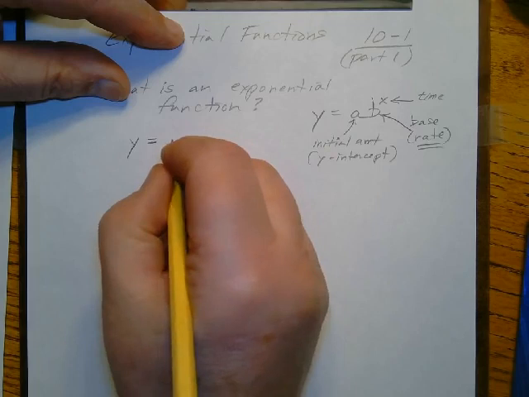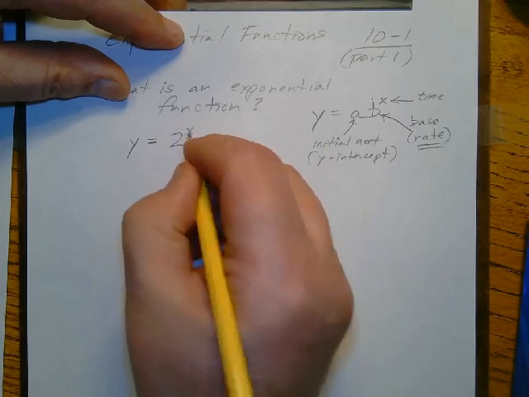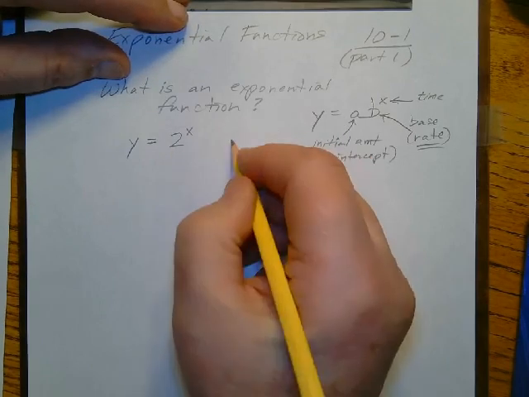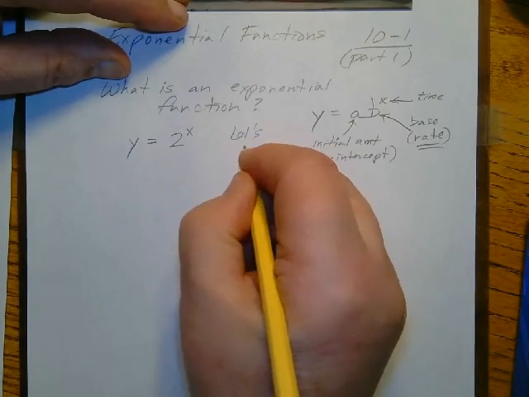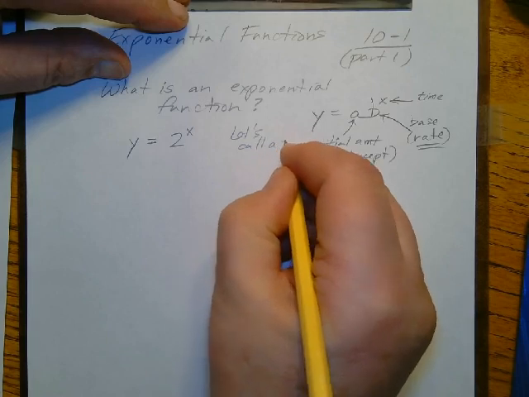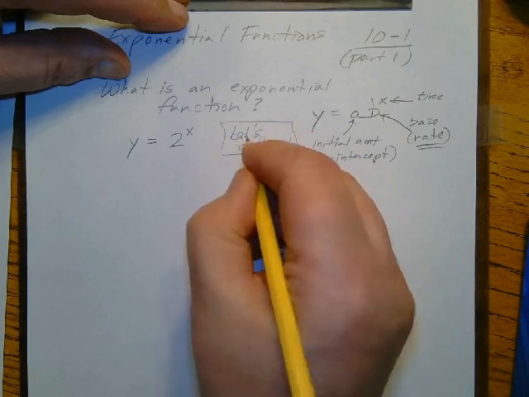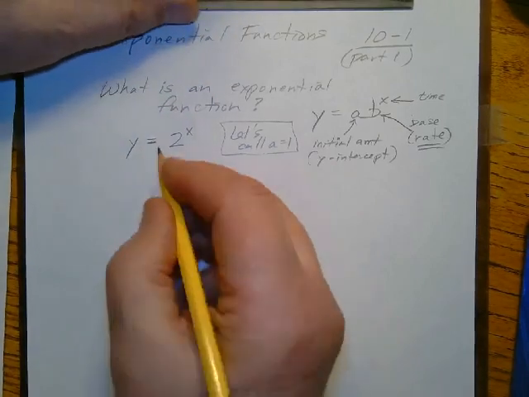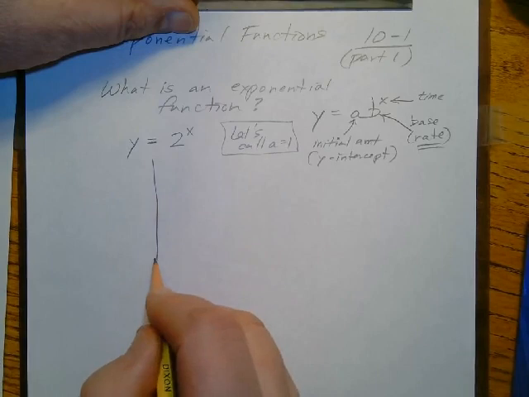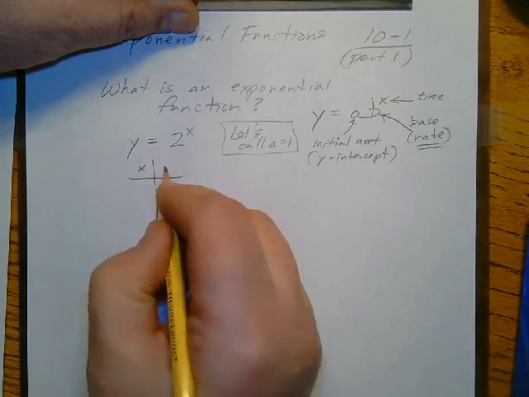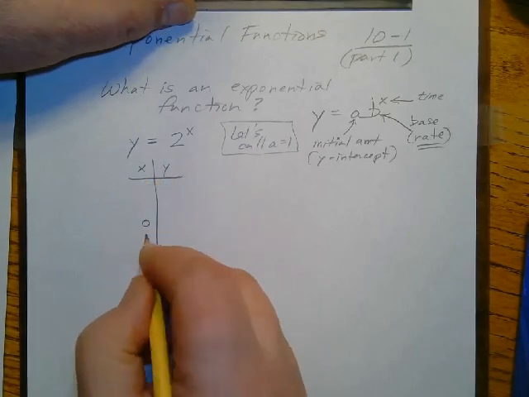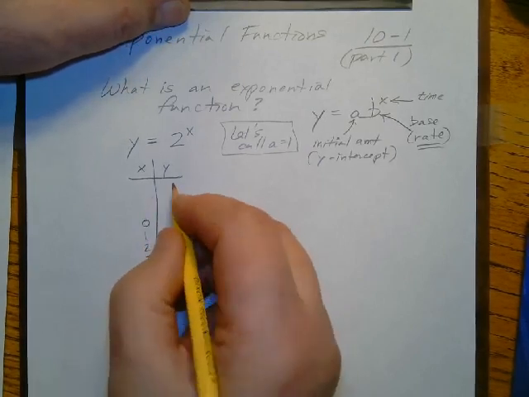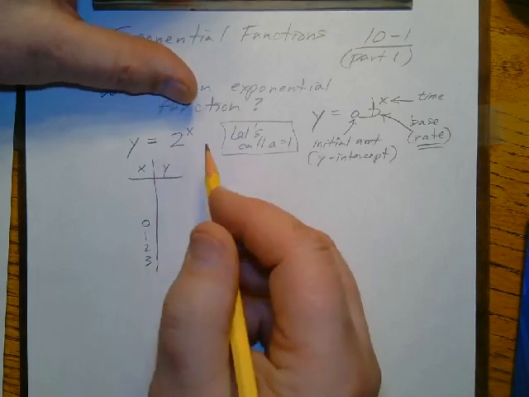Let's graph the function y equals 2 to the x. Now I'm going to leave out the a for the moment, and let's just call a equal 1. We're not going to keep writing it, so I just didn't want to worry about it. Let's make a table of values here with our x, y values. We're going to start in the middle here, 0, 1, 2, 3, and put these values in for x and see what happens.